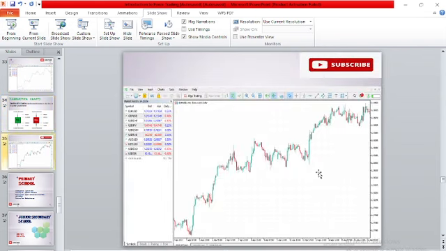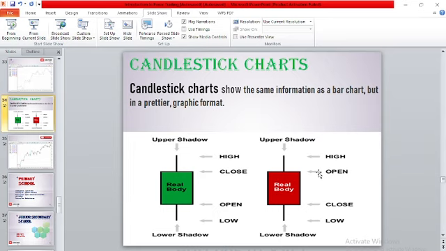And then we just go down a little bit to see what's there. Now here we substituted green instead of white and red instead of black. This means that if a price closes higher than its open, the candlestick would be green. If the price closed lower than its open, the candlestick would be red.